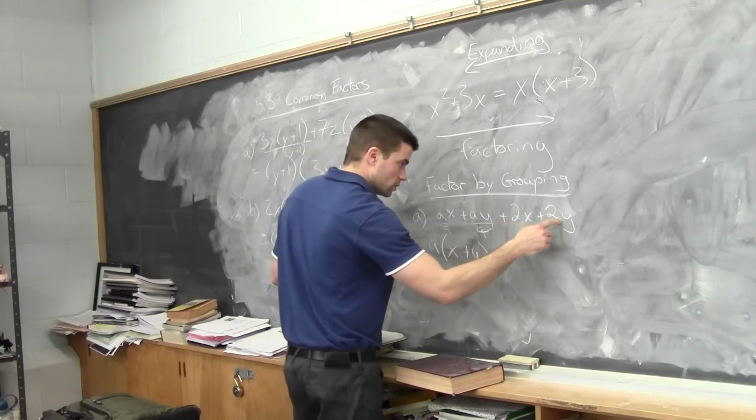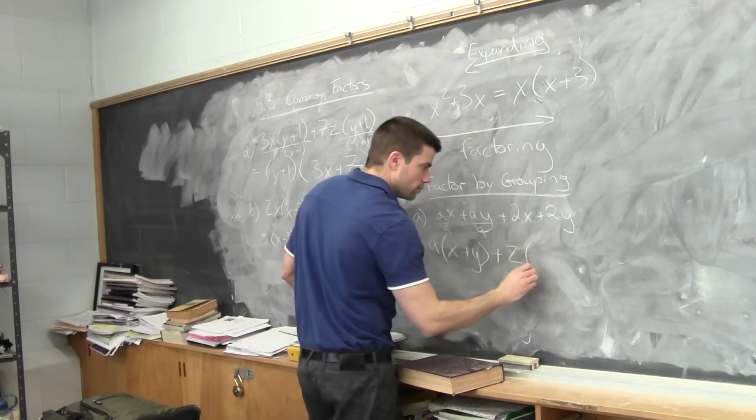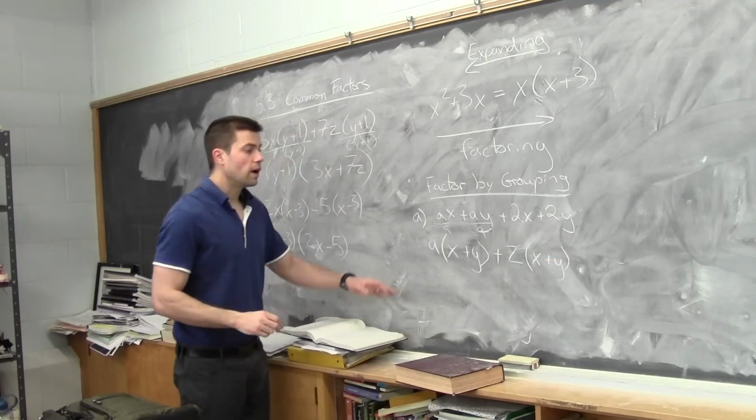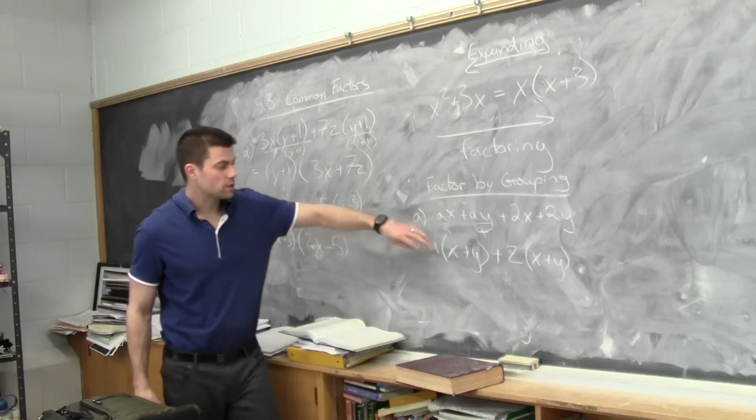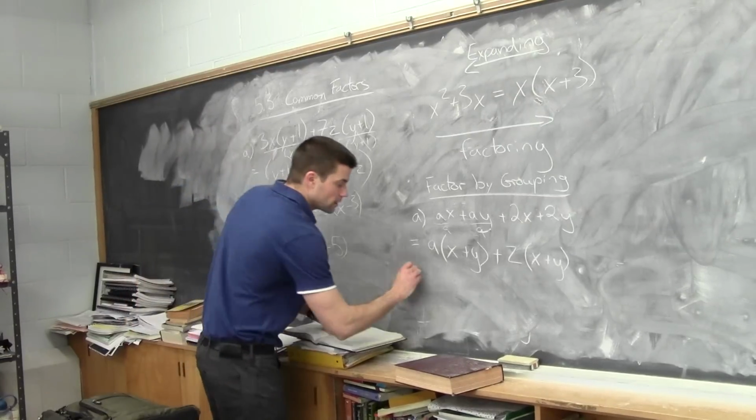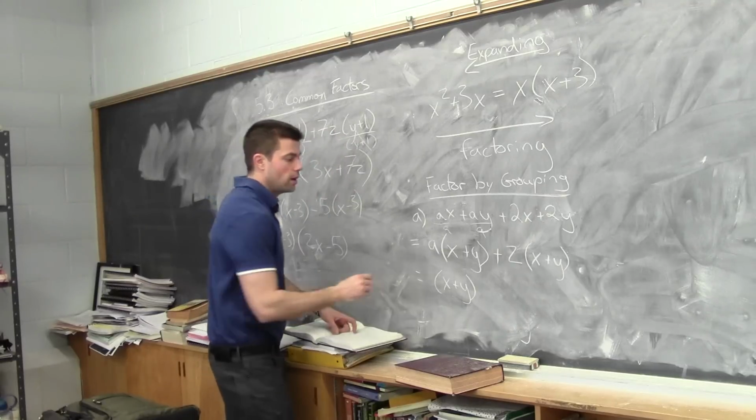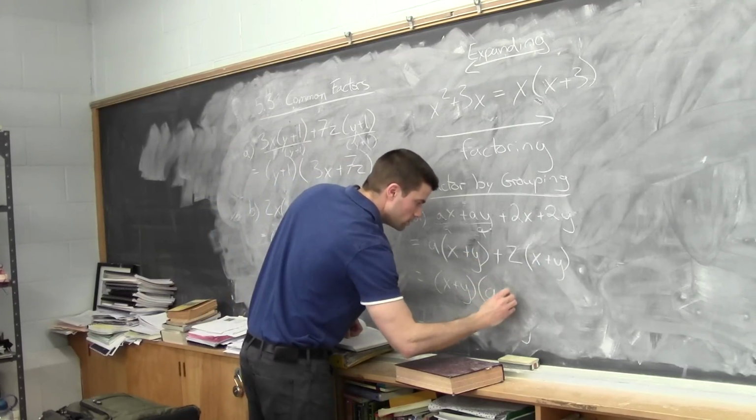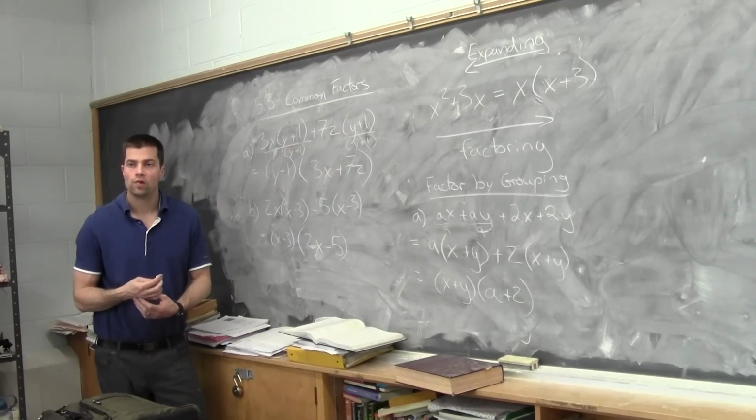And this one, Daniel, what's the greatest common factor between these two? Positive 2, and you're left with? X plus Y. X plus Y. Okay, now we can see we're not done factoring. The reason why is because we have a binomial that's common now. So we can factor that binomial out. X plus Y. Then we're left with dividing it out, A plus 2. Okay?